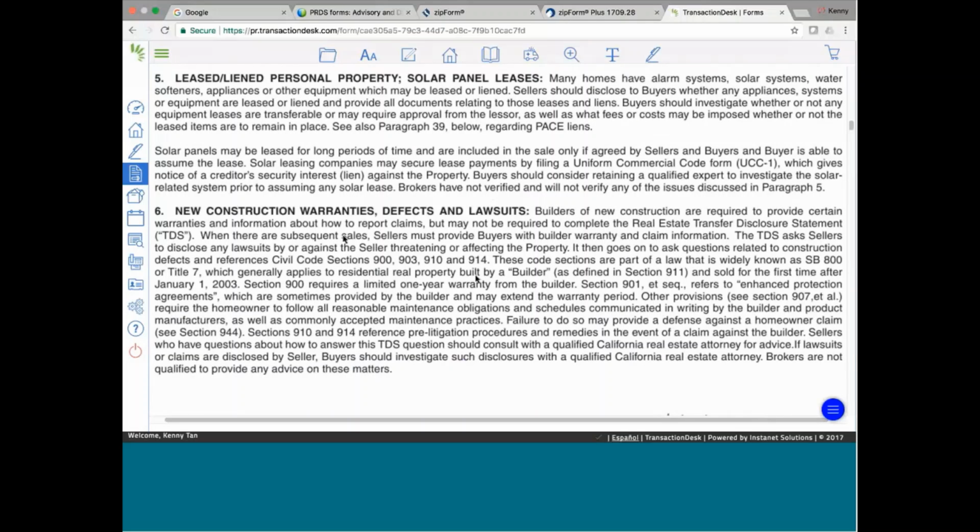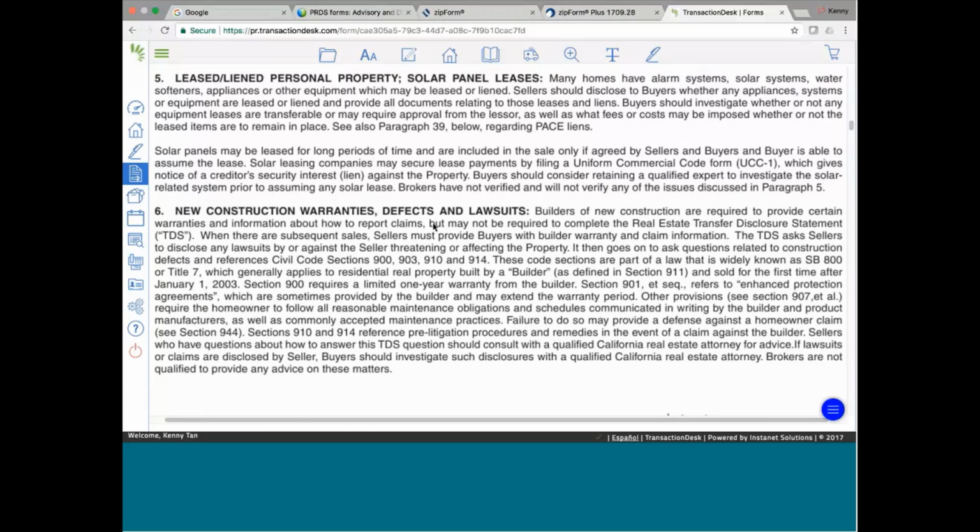New construction warranties, defects, and lawsuits. Builders of new construction are required to provide certain warranties and information about how to report claims, but may not be required to complete the transfer disclosure statement. Did you know that if you buy a brand new home, the developer is not required to give you transfer disclosure statement?